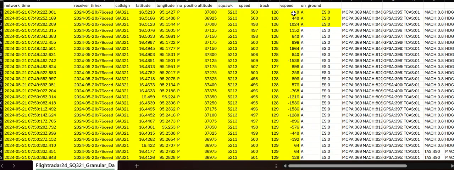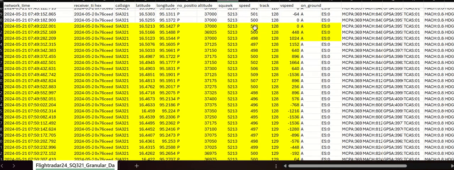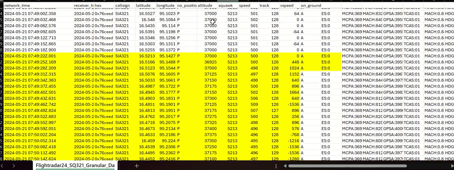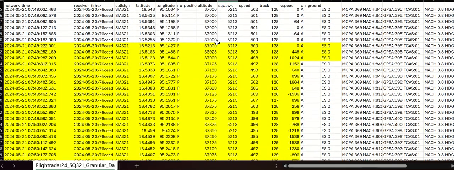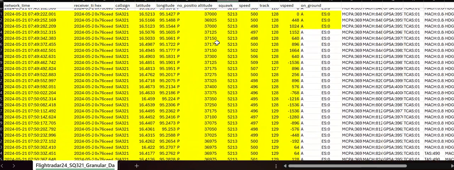The other factor to understand here is vertical speed. Vertical speed zero means the flight is in level flight. So yes, it was a level flight. If you see all the numbers here, 37,000 feet, 37,000 feet, 37,000 feet, that means the flight is in level flight. There's nothing out of the ordinary happening till the moment 7:49:22. Now the world is going to change for that flight.